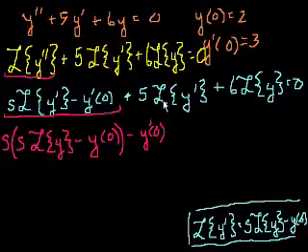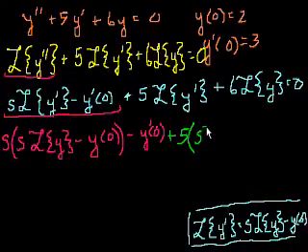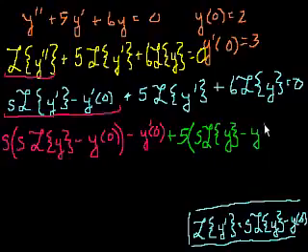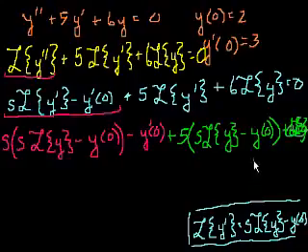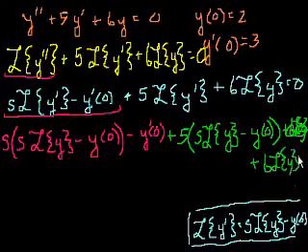And now I'll switch colors, plus 5 times, once again, the Laplace transform of y prime. Well, we could use this again. So 5 times s times the Laplace transform of y minus y of 0, plus 6 times the Laplace transform. Oh, I ran out of space. 6 times the Laplace, I'll do it in another line. Plus 6 times the Laplace transform of y. All of that is equal to 0.